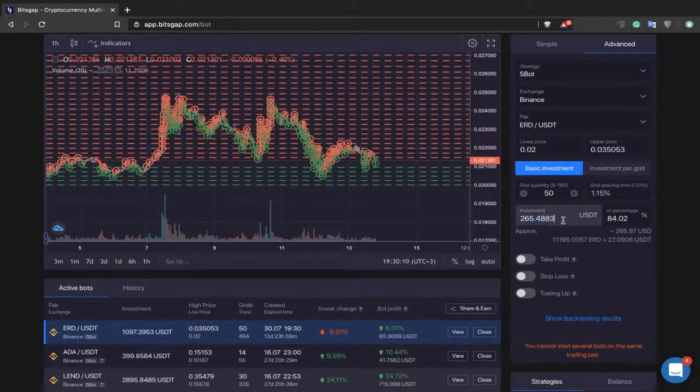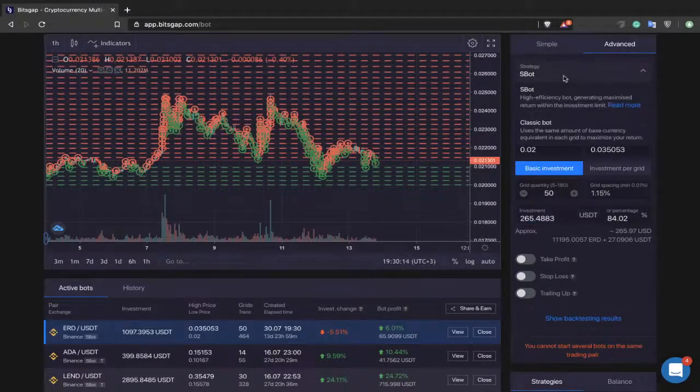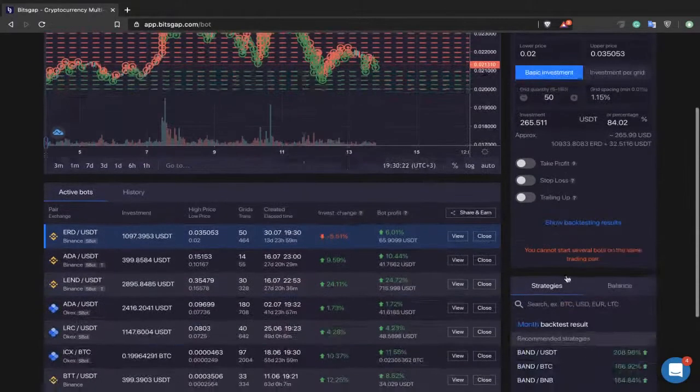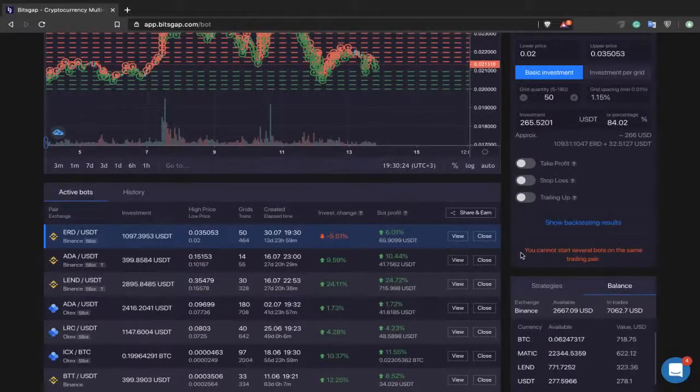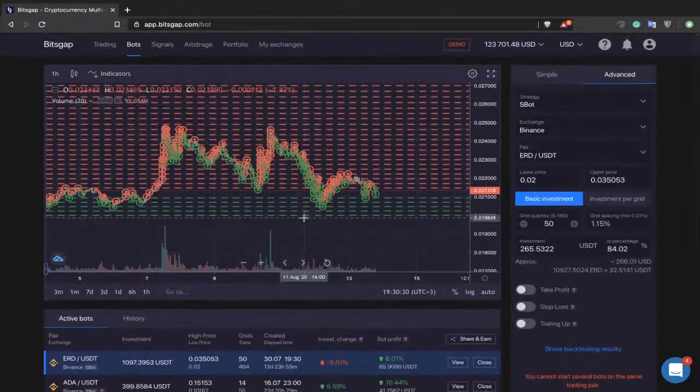So it tries to trade within this allocated investment. In case of the classic bot, it can be that if the cash is not enough for it, it will take some extra from your available balance, but it's only in rare cases.